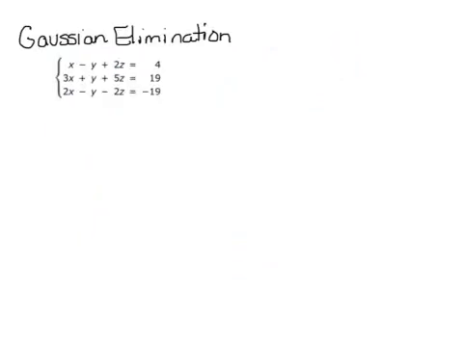In this video, we will solve this system of equations using Gaussian elimination. The difference between Gaussian elimination and Gauss-Jordan elimination is that in Gaussian elimination, our goal is the row echelon form, meaning that we want ones on the diagonal and zeros below all of the ones. The other values do not matter.